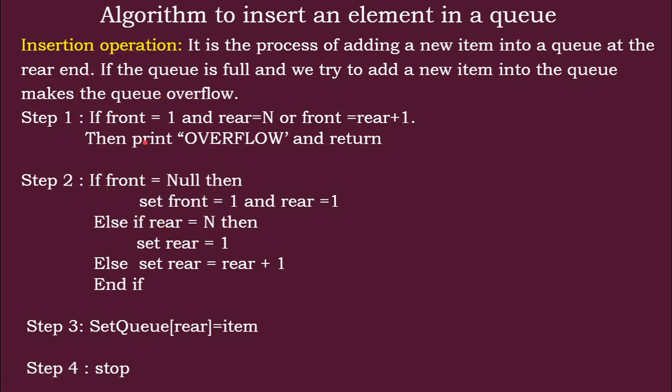So initially the insertion checks whether the queue is in the overflow condition, and then it checks whether the queue is empty or the queue has some data. This is done by step 2. If it has some data, the rear pointer is incremented to rear plus 1, the next position, and the item is pushed to the position shown by the rear pointer.